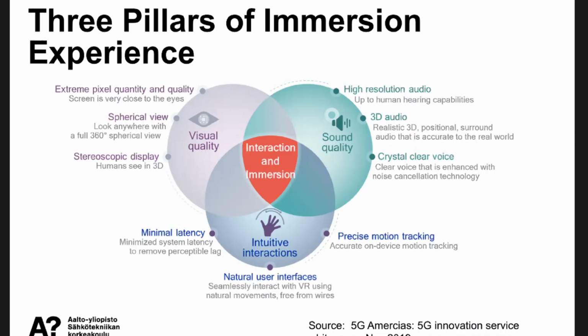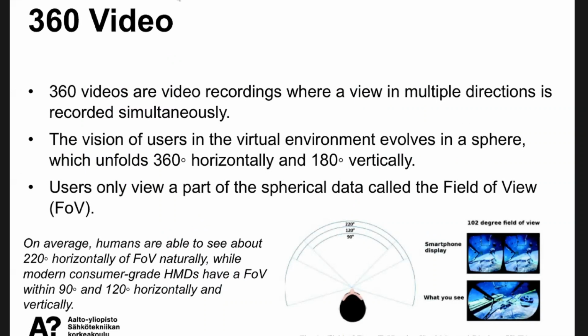So we need to minimize this kind of latency. We often call it motion to photon, meaning the time from when I move until I see what I should see. That latency should be minimized. And here we give some examples to explain how we would fulfill this requirement and what exactly the requirements are. As we said, the first one is about the visual quality.